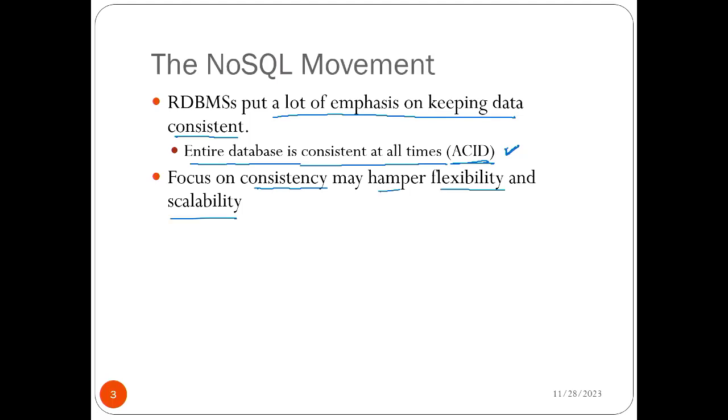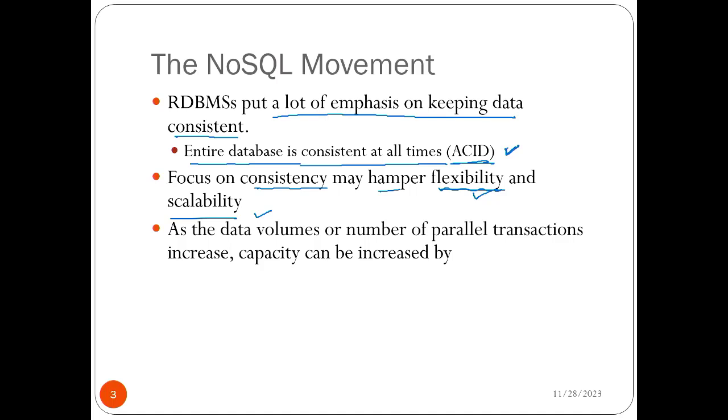As I could understand, the two main requirements of the NoSQL movement have been flexibility and scalability. Scalability is the most important thing along with flexibility. Consistency doesn't allow that, and consistency is one of the criteria of ACID.